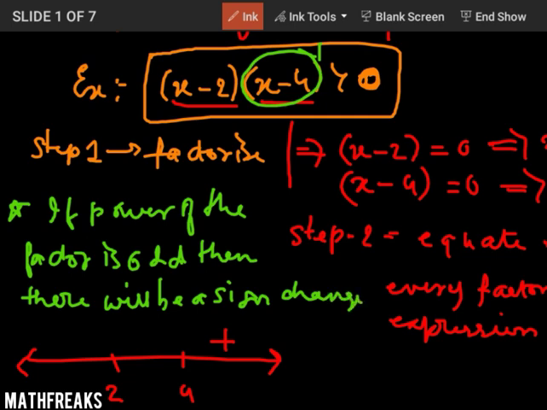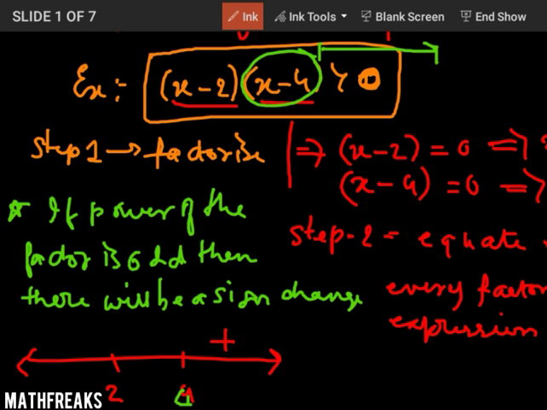Okay, and if the power is even, then there will be no sign change. You can write that. So what did I say? If the power of the factor is odd, then there will be a sign change. Now look at this. This is 1. So tell me, is this odd or even? 1 is odd, right? So we have put here plus, then we have come across 4.